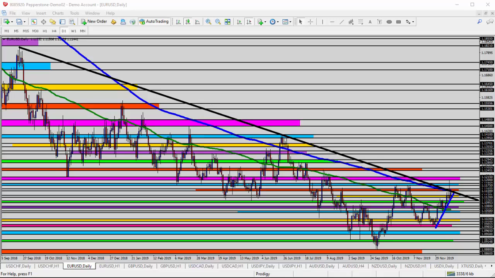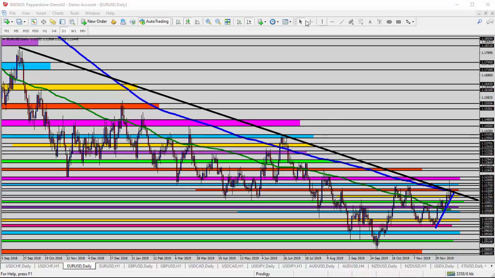Starting here on the daily time frame, I have it zoomed out, moved over a little bit so we can see the long-term trend. We're going all the way back to September of 2018, where the market capped out its high, top left-hand side of the chart, right there near the 1.18 level, 1.1800 or so, give or take a little bit, right around the top of the trend.